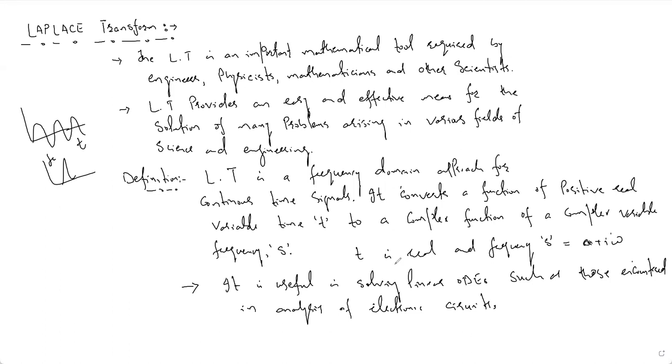So this Laplace transform basically is a frequency domain approach for a continuous time signal. It converts a positive real variable time signal, like we have seen in the Fourier transform, where we can go from a time domain to a frequency domain, and also sometimes from a frequency domain to a time domain, which we call the inverse Fourier transform, right? One more important thing about the Laplace transform is that it is useful in solving linear ordinary differential equations which arise in electronic circuits and some other fields also.